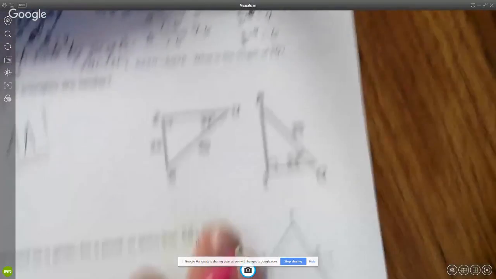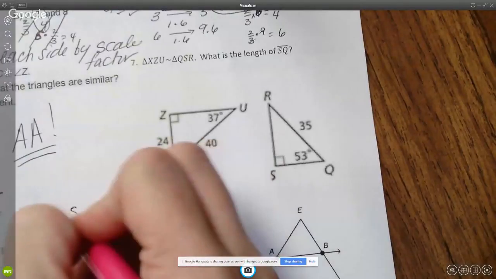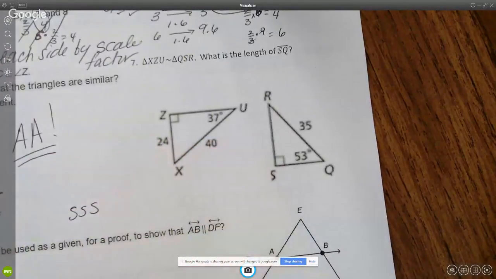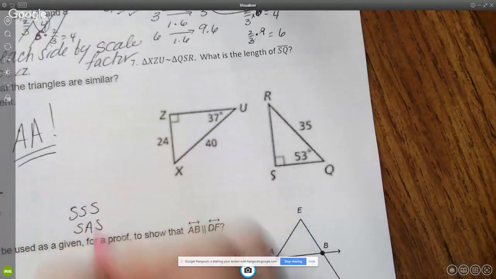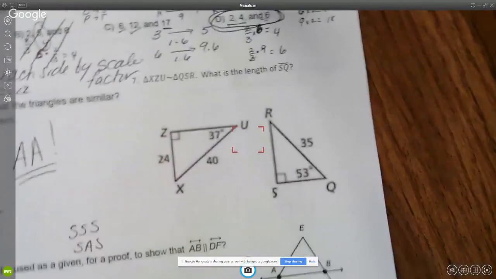Next, we have this one. The other ones are sides proportional, angles same. Okay, so if the sides are proportional, all 3 sides, it could be side, side, side. If the sides are proportional and the angles are congruent, it could be side, angle, side.